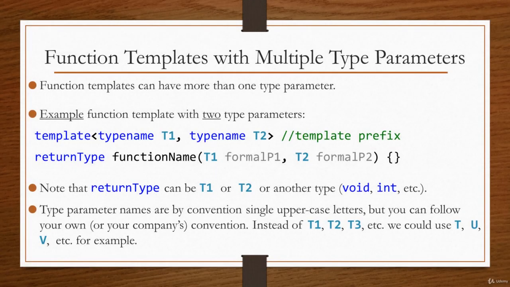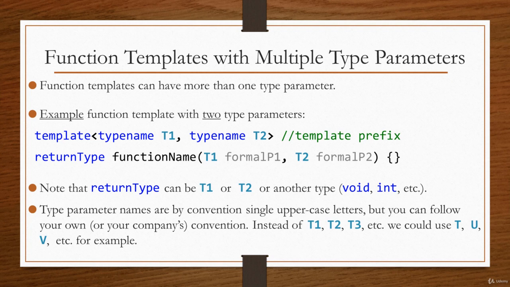You can also have function templates with multiple type parameters, so more than one type parameter. I have a quick example. Now for these examples we are going to use two type parameters, but this is a comma-separated type parameter list, similar to a comma-separated formal parameter list. So basically you can have as many type parameters as you need. Again, in this example I have two type parameters. I do the template keyword, the angle brackets, typename or class, T1, then I do a comma. Again, this is a comma-separated list. And then I do typename again, T2, for the second type parameter.